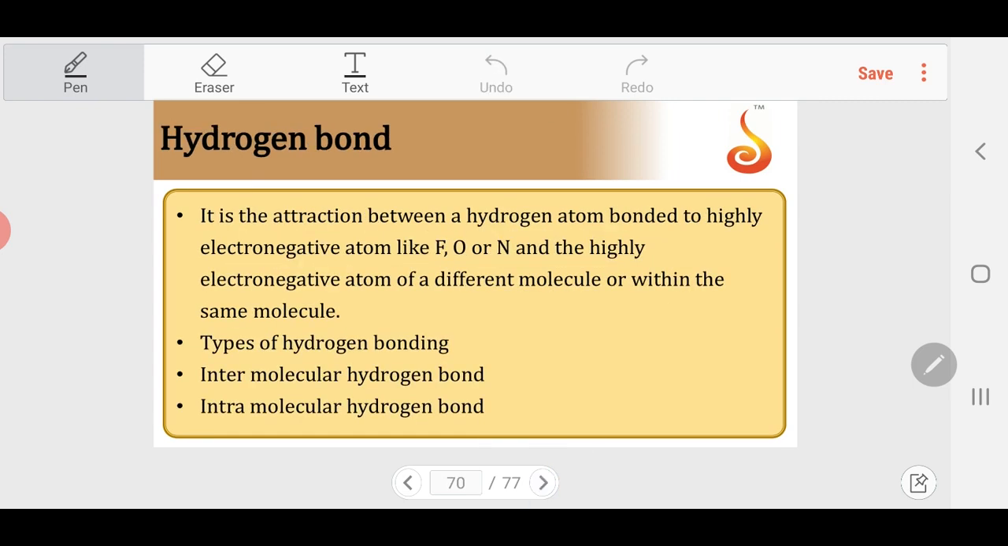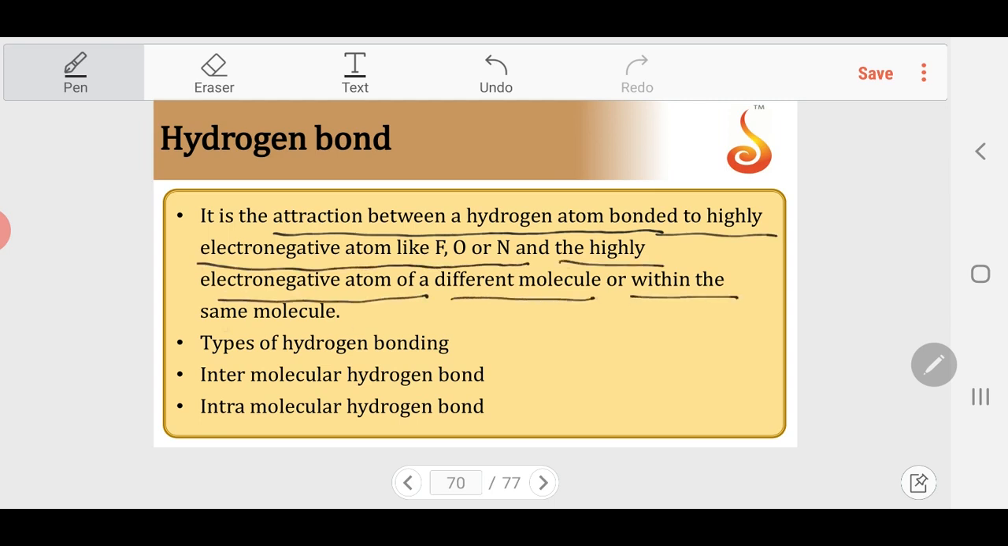Hydrogen bond. This is a very important type of bond, very weak but it plays a significant role. It is the attraction between a hydrogen atom which is bonded to a highly electronegative atom like oxygen, fluorine, nitrogen, and a highly electronegative atom of a different molecule or within the same molecule. So the hydrogen atom is bonded to these three, F, O and N. Then this hydrogen is attracted by another electronegative atom, that is also F, O or N.